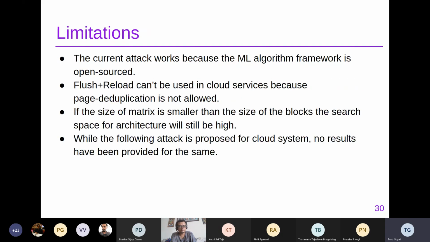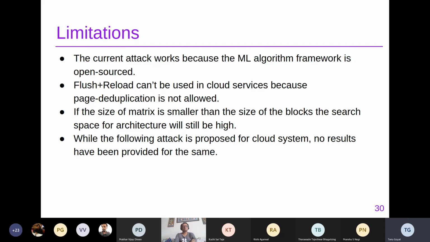These are the limitations that we thought of. The current attack works because it is an open source implementation. For example, if the cloud service uses its own proprietary high performance implementation, we will have an issue with this attack, and we need to develop a new attack altogether. Flush and reload can't be used in cloud services because they don't allow page duplication.